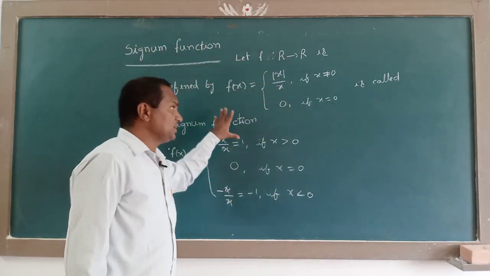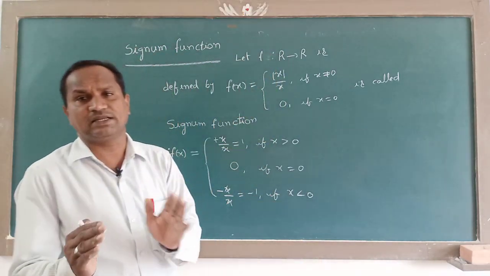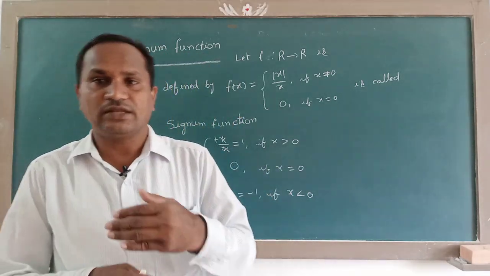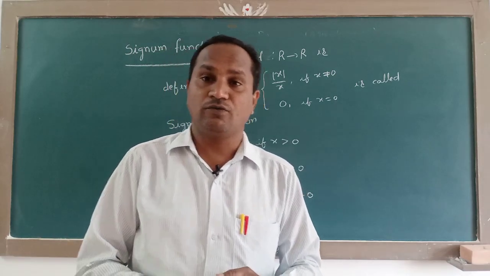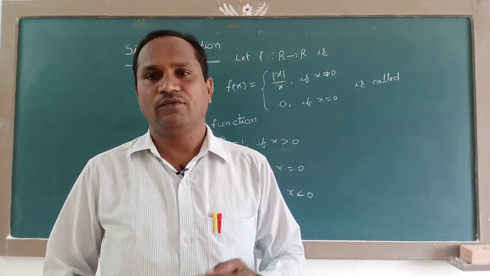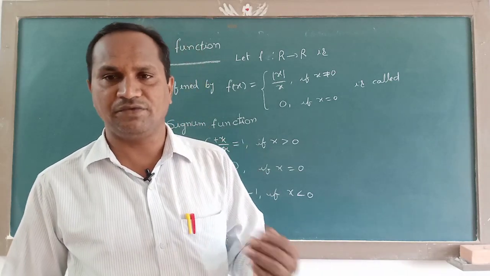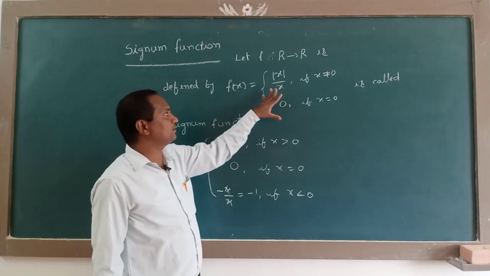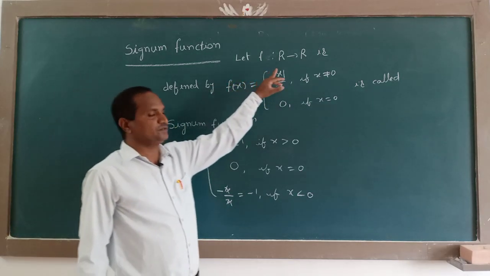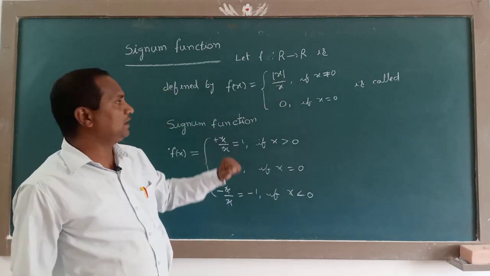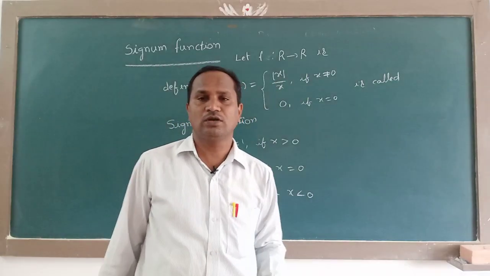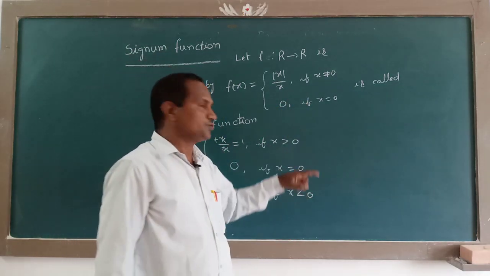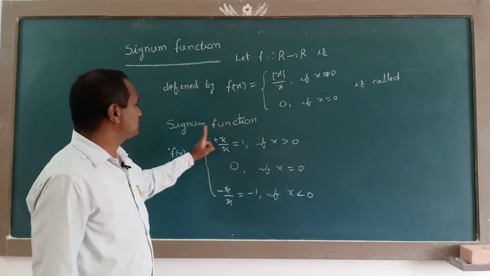Now, based on this function, we are going to give a diagrammatic representation. With the help of that diagrammatic representation, we are going to analyze which is the domain, which is the codomain and which is the range. But first, this is the definition of the signum function. Let f map from R to R, defined by f of x is equal to modulus of x divided by x if x is not equal to 0, and 0 if x is equal to 0. This is called the signum function.